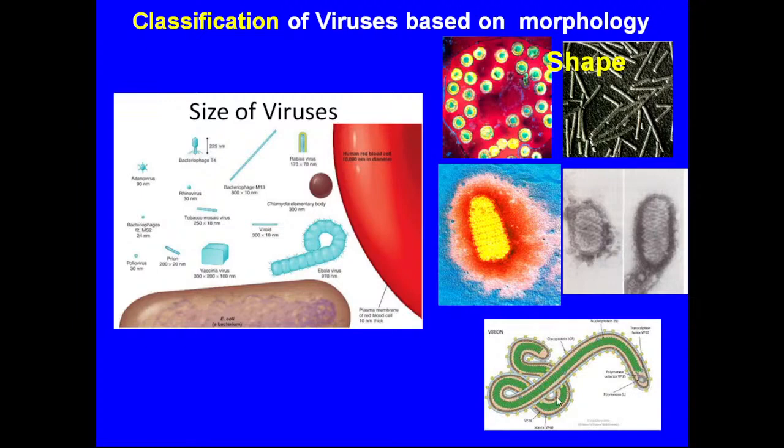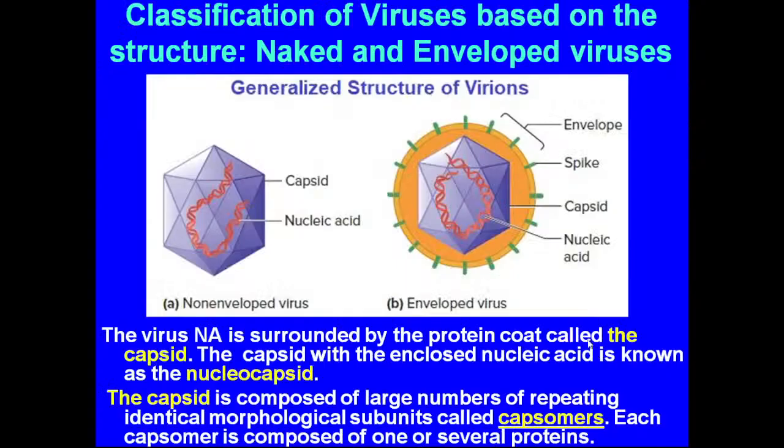Also, the very well known pathogen of humans. So that's according to the shape. But then, what is more important, the viruses can be classified based on their structure. Basically, we can distinguish two types of viruses according to their structure: non-enveloped viruses and enveloped viruses.